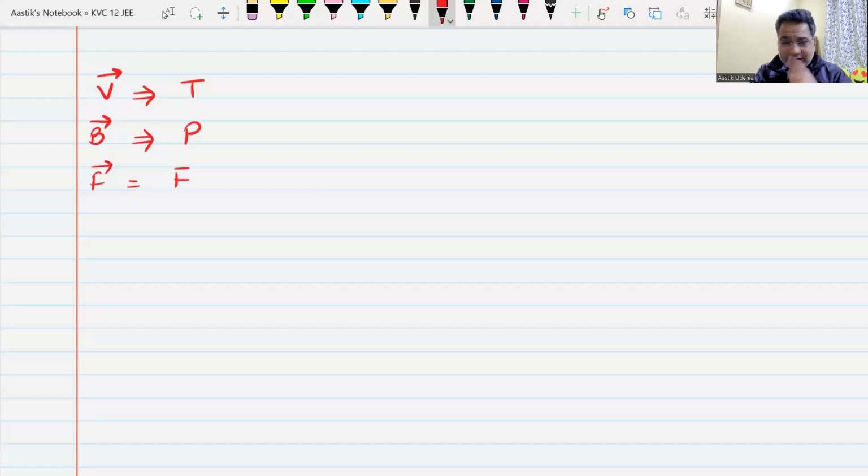Let us move ahead and write the next heading. And the next heading is the heading that we are concerned about. Now we have seen how much will be the force experienced by this charged particle. Now what we are going to see is motion of this charged particle in a magnetic field. So that is the heading that we are going to write. Motion of a charged particle in a magnetic field.